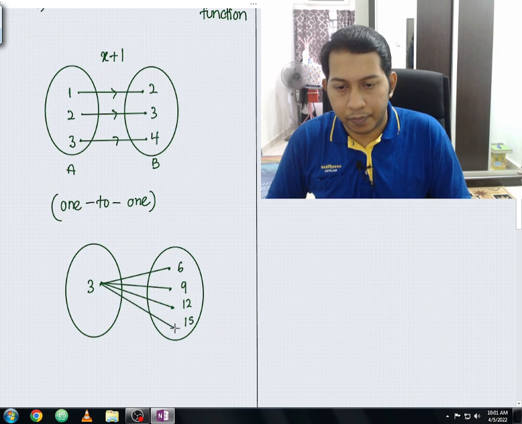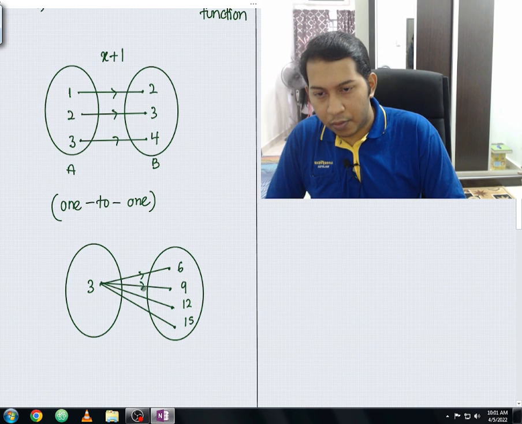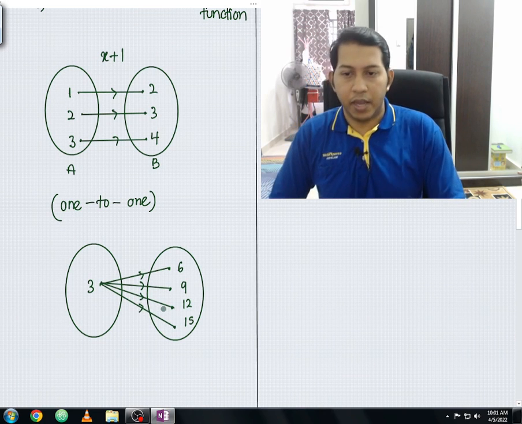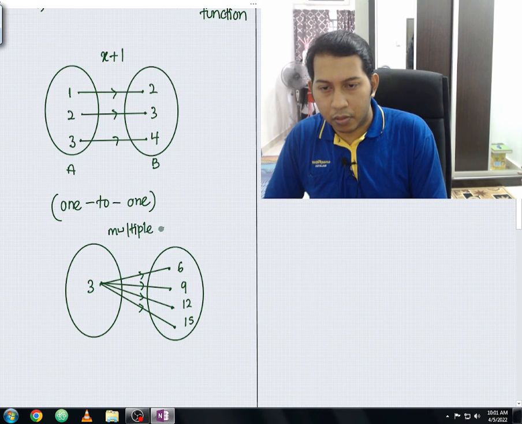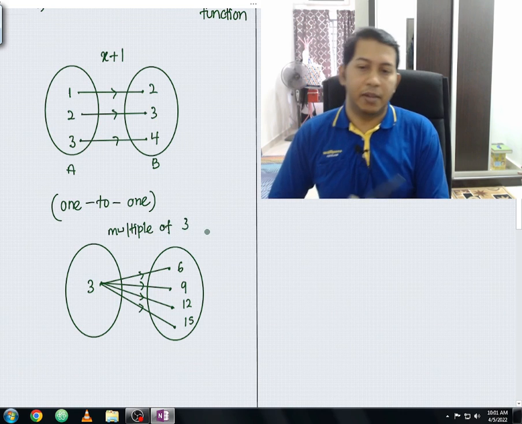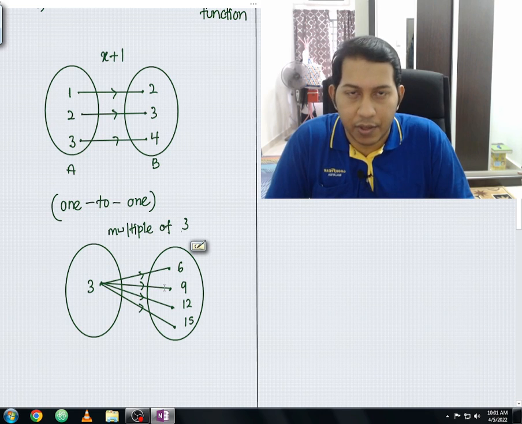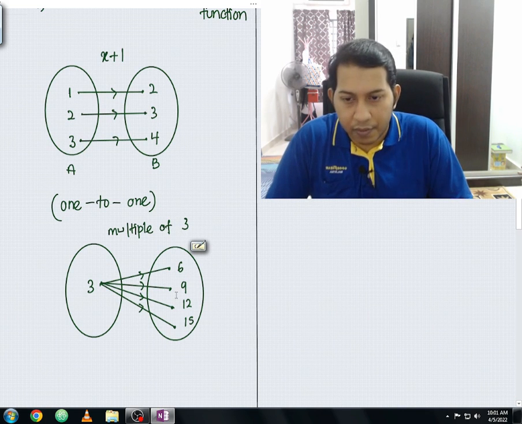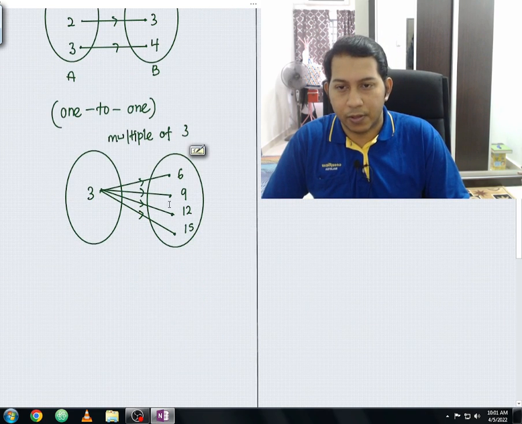Okay, so this is a one-to-many. And this relation we may name as multiple of 3. So 3 times 2 you get 6, 3 times 3 you get 9, 3 times 4 you get 12, 3 times 5 you get 15. So this is a multiple of 3 function. Okay, so this is known as one-to-many.